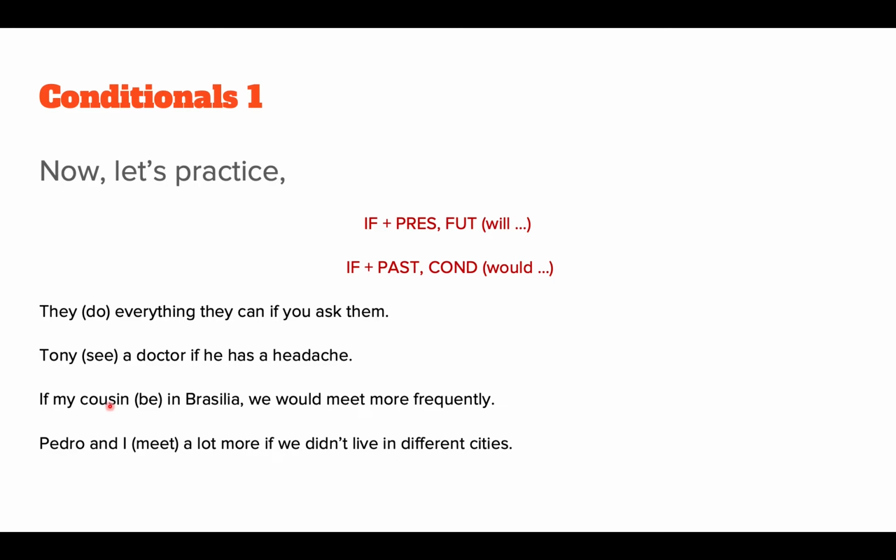If my cousin were in Brasilia, we would meet more frequently. Would is here, right? So in the if part, you're going to use the past. But here it's be. So be is were for everybody. If my cousin were in Brasilia, we would meet more frequently.